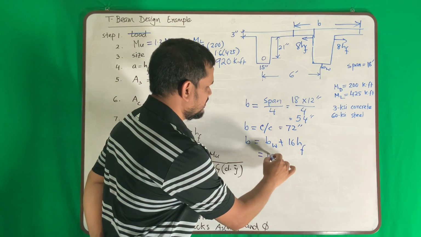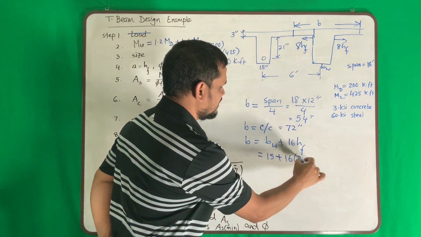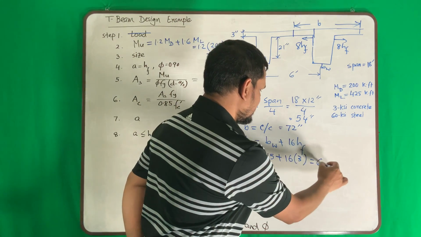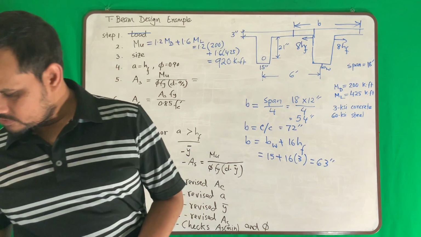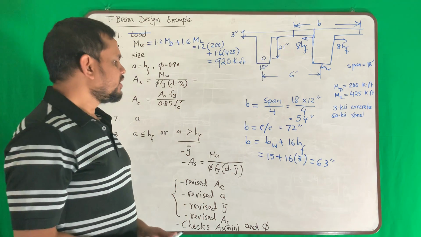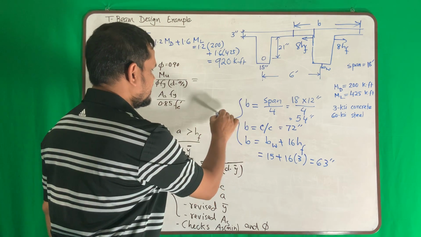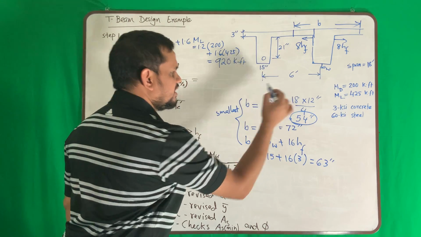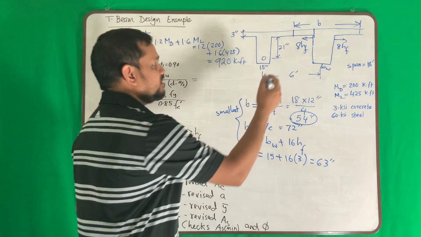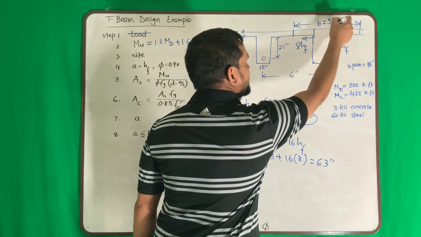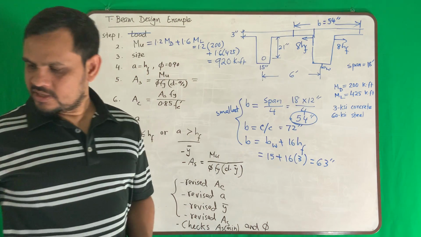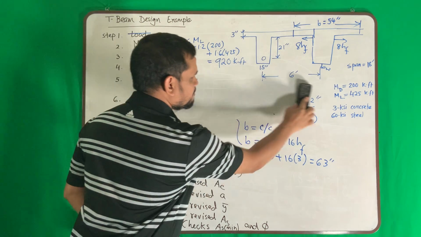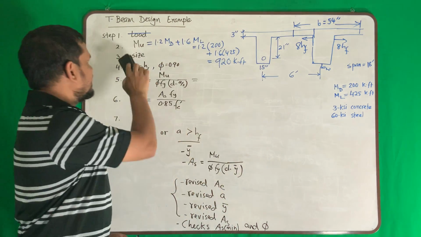So if I write 15 plus 16 times 3, it looks like 63 if I am not wrong. Okay, let me check with your book. Yes, 63. So B will be the smallest. So our B is 54. So we got B is 54 inch. So size is done. I will delete it to save some space. So we got our size.